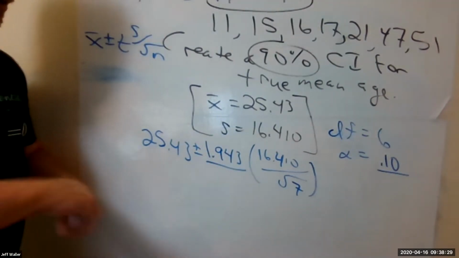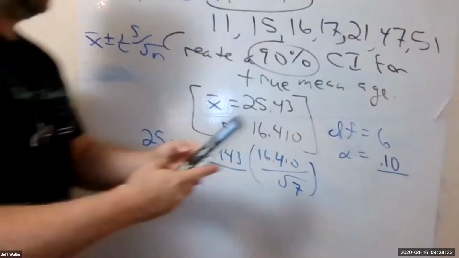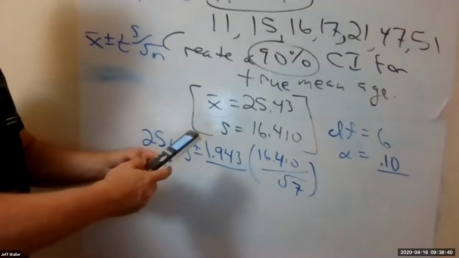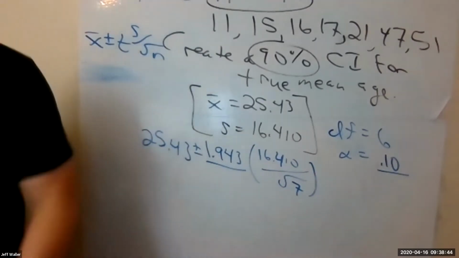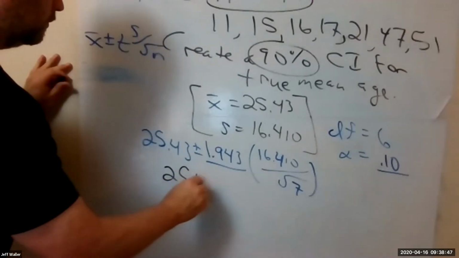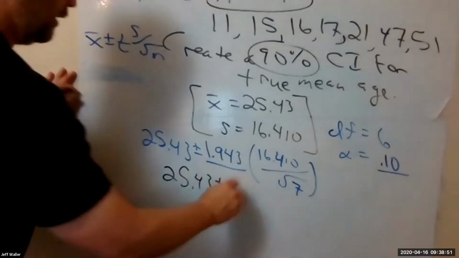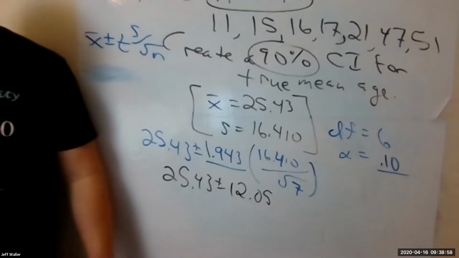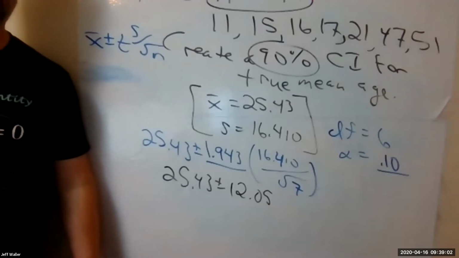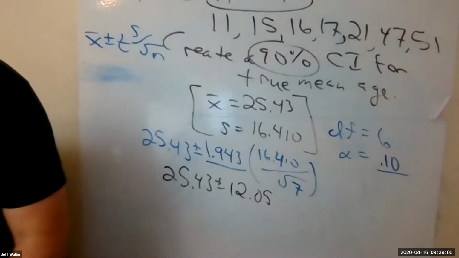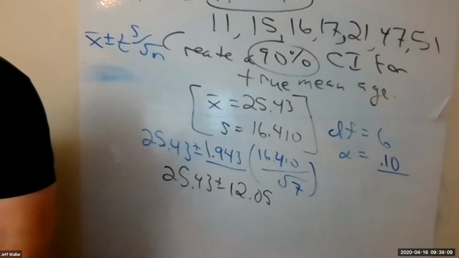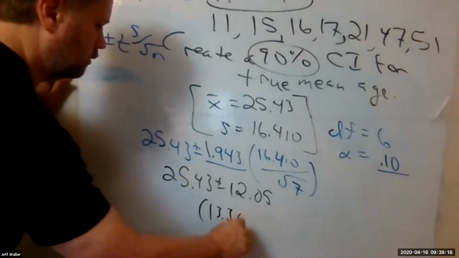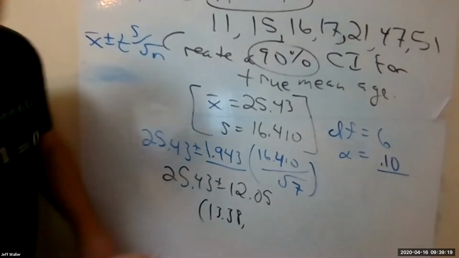Okay. And then if you calculate the error, I just lost my marker. I can use another marker. I get plus or minus 12.05. Hopefully I didn't do that too fast. Looks about right. And then 25.43 minus that, 25.43 plus that, I get 13.38 up to 37.48.